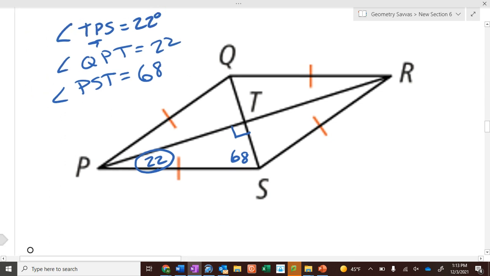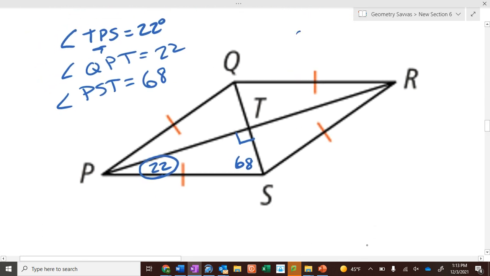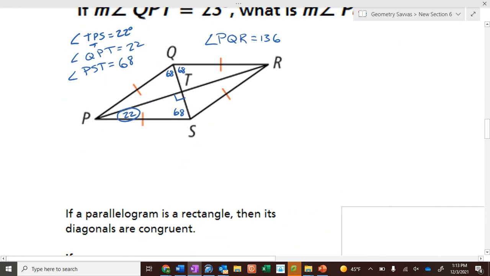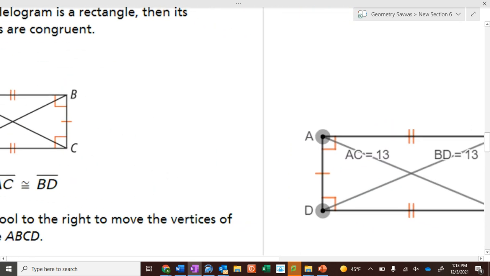What is PQR? Now this is a little different, so don't shout out an answer. You've got to figure this out. Angle PQR, how big would that one be? What do you think, Olivia? 136 degrees, because it's 68 plus 68. So you should be able to figure out any angles of a rhombus now. When you get one, you should be able to figure them all out.